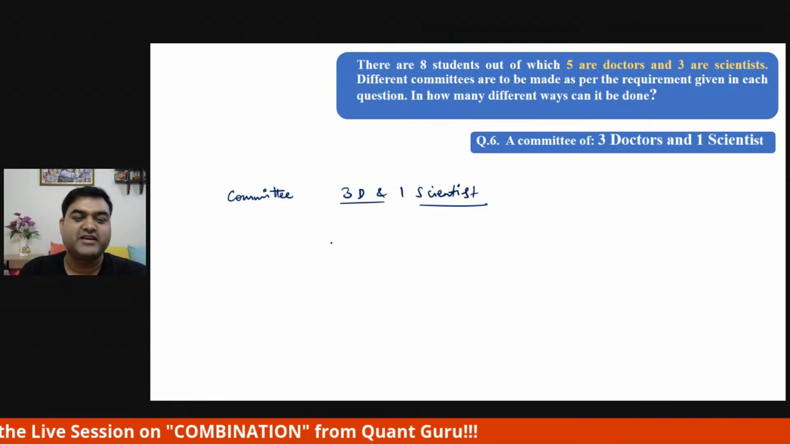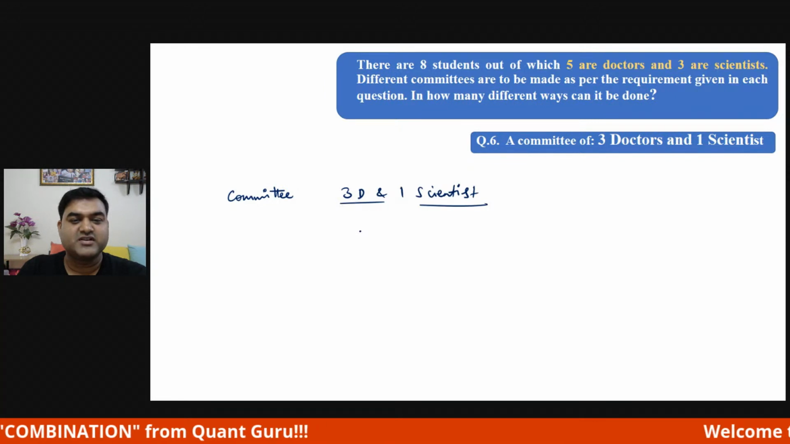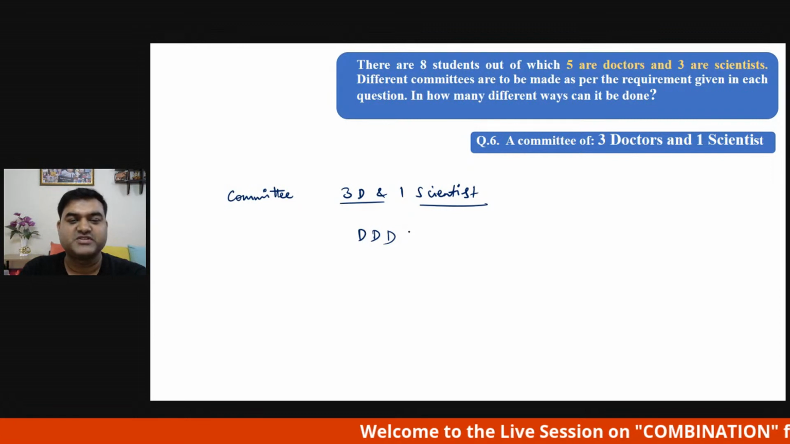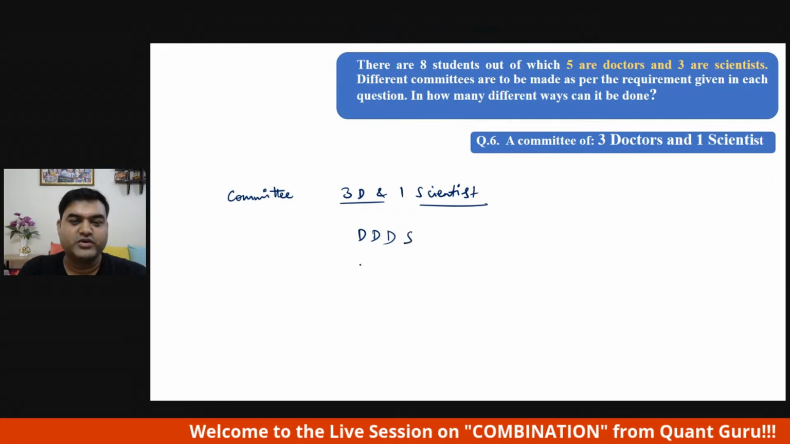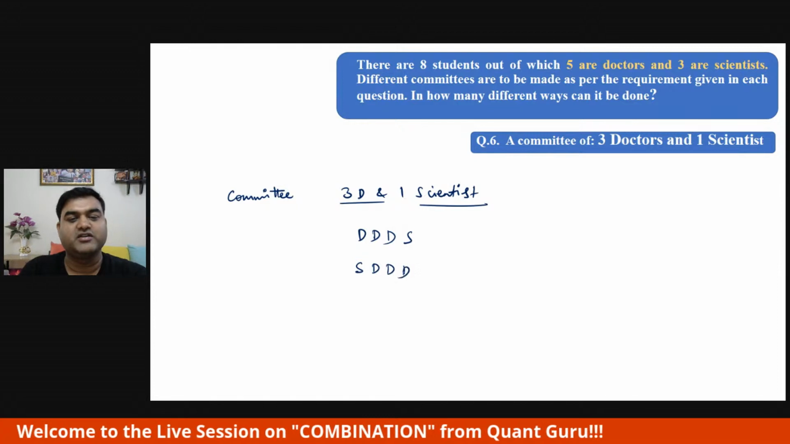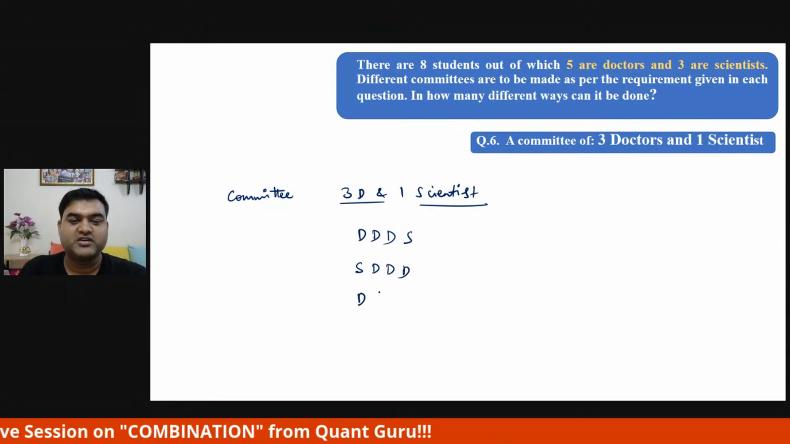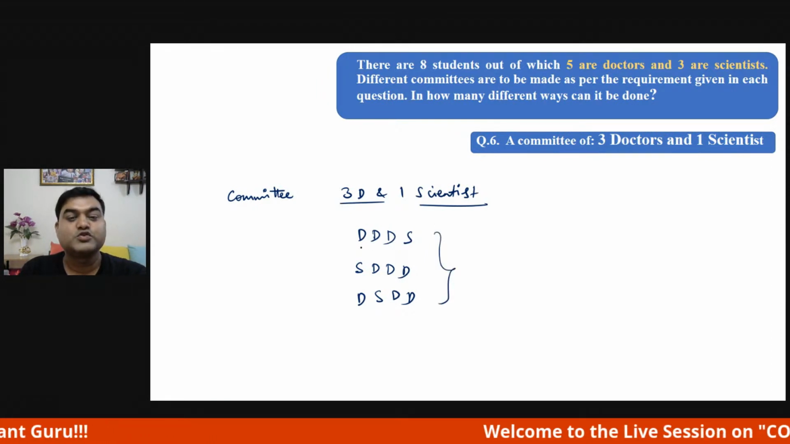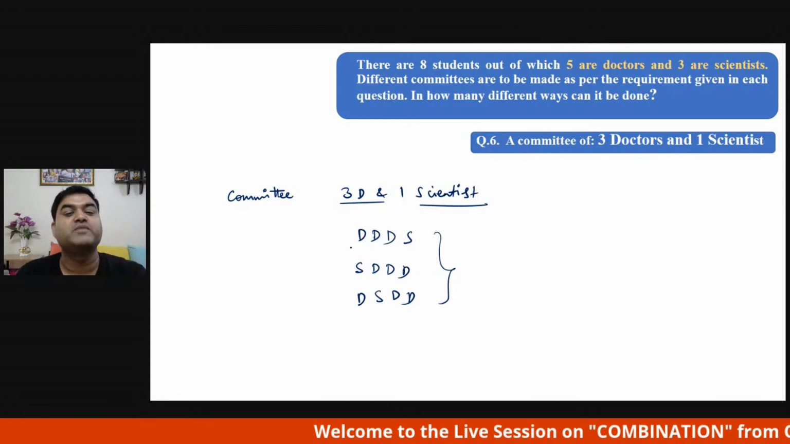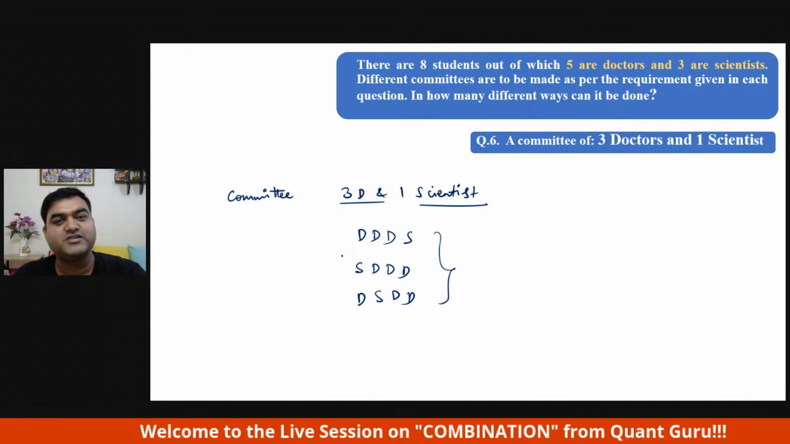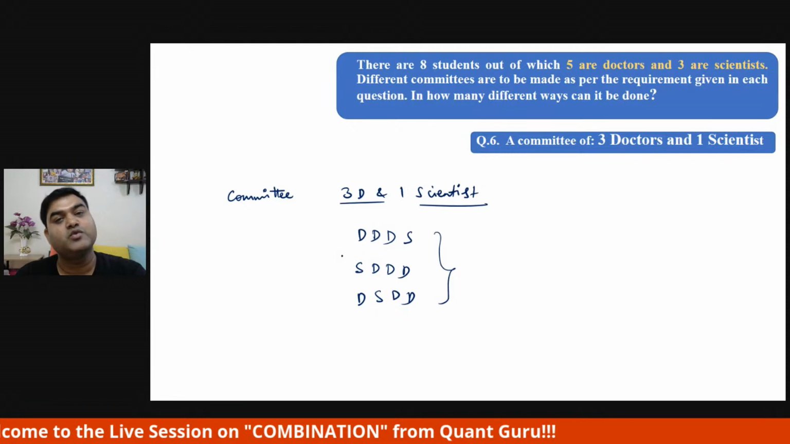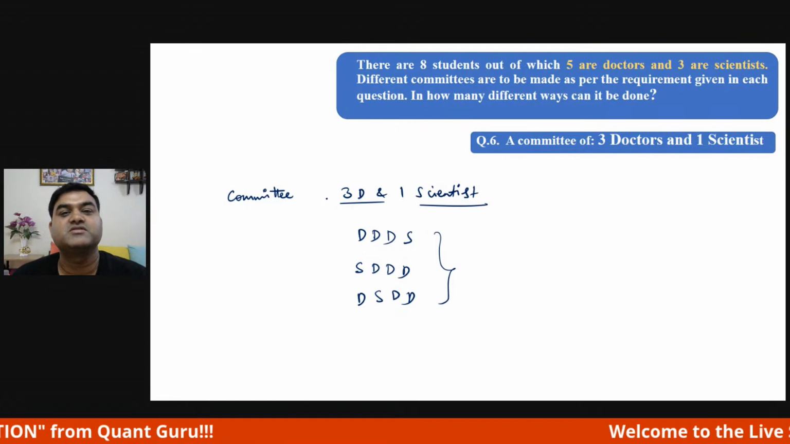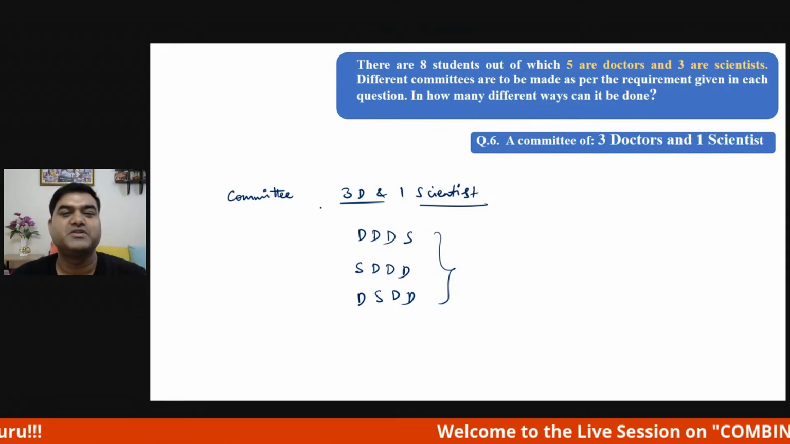Now, when we talk about a committee, suppose the first person was a doctor, the second also a doctor, the third also a doctor, and the fourth a scientist. Or you take the first as scientist, then doctor, doctor, doctor, or the first as a doctor, then scientist, then doctor, doctor. Does it really change? No, right? So sequence or order does not matter in this case. Why? Because a committee has to be formed, 3 doctors should be there and 1 scientist should be there. You take the first as doctor or the first as scientist, it hardly matters. 4 people should be there.